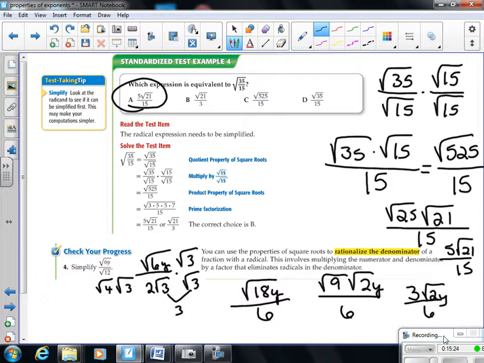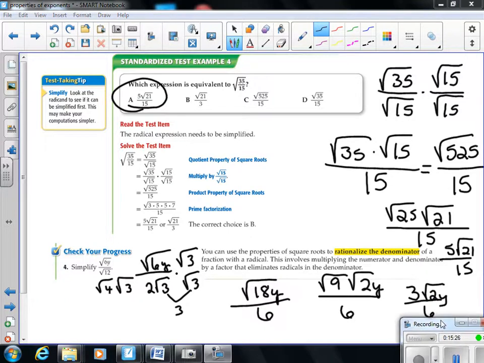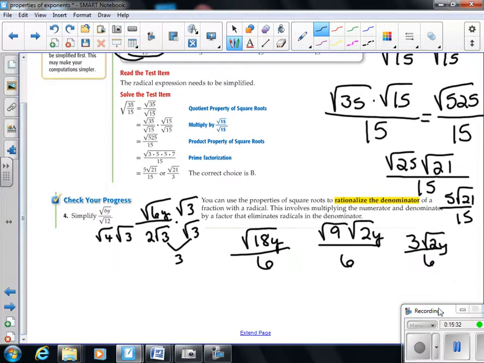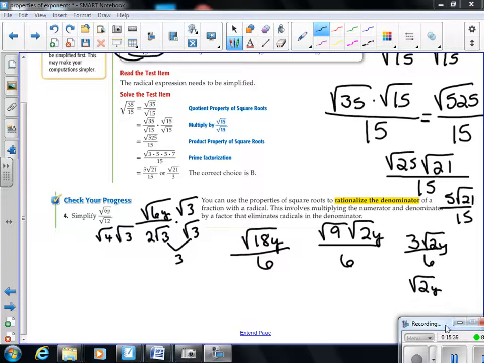6. Am I done? No, it looks like we can simplify 3 into 6 to get a final answer of the square root of 2y, because this becomes a 1, all over 2. Is that your final answer? I believe it is.